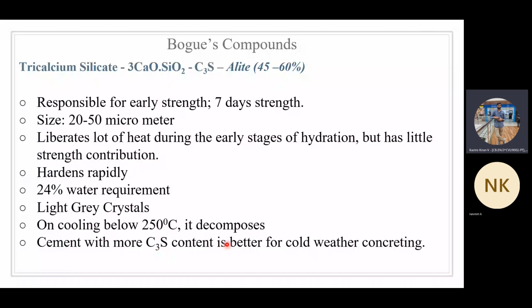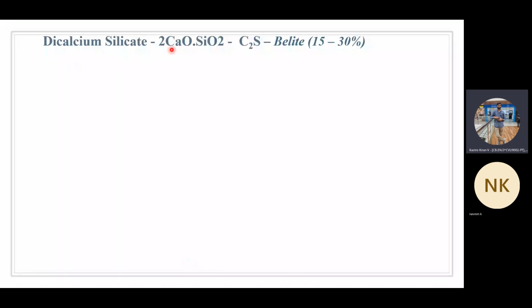And the next one is dicalcium silicate. The chemical formula of dicalcium silicate is 2CaO·SiO2. It is also called C2S, and it can also be called belite. The proportion of belite compound in the cement should be 15 to 30%.